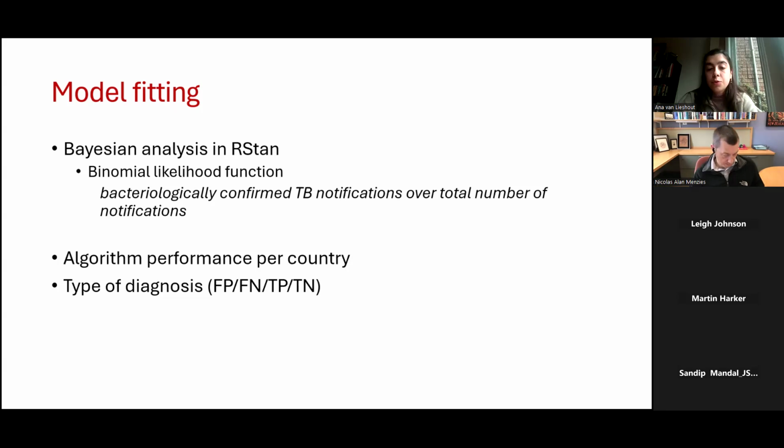Using those values, we can estimate the algorithm performance per country and stratify the results based on type of diagnosis. That means the number of false positive, false negative, true positive, and true negative diagnoses.